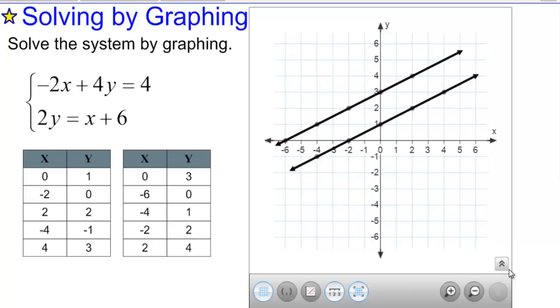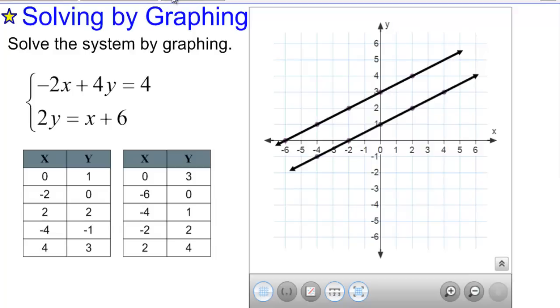So now that I've graphed these two lines, it looks to me like those two lines are parallel. And if they're parallel, that means that they're never going to intersect anywhere. So there wouldn't be any points that would make both of these equations true. If, in fact, these two lines are parallel, that means that there is no solution to this system of equations because the two lines are never going to have any points in common.